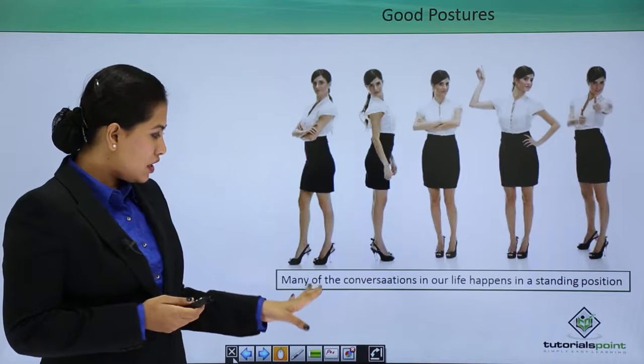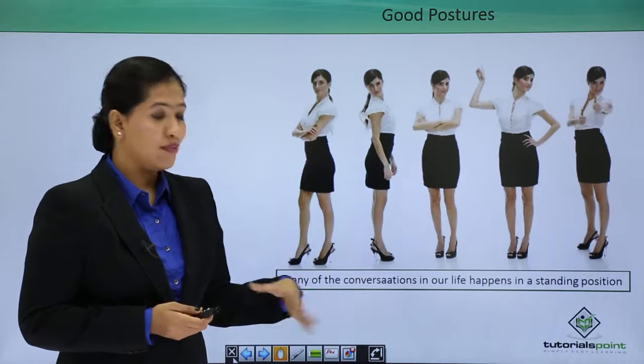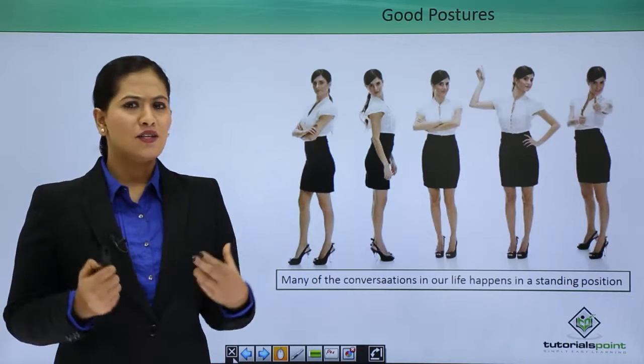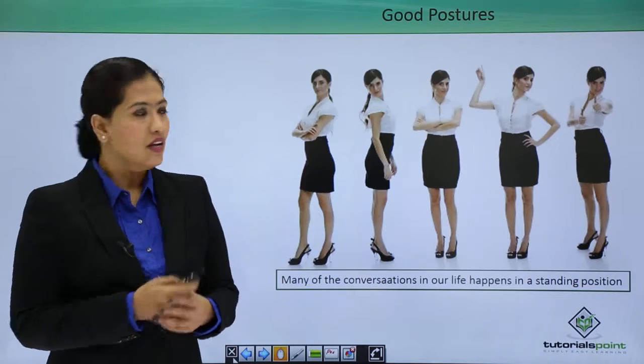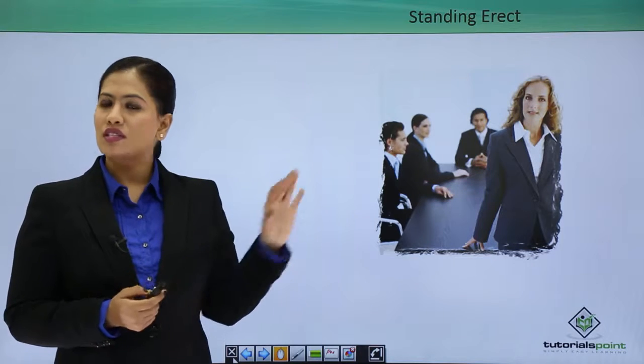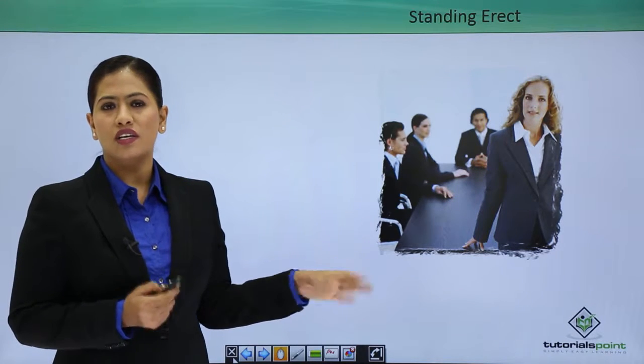So understanding many of the conversations in our life happens in standing position. That is, it could be a business setting, it could be a conference, it could be a social gathering as well. Moving further, standing erect. Well, this is one of the ideal position that we recommend.